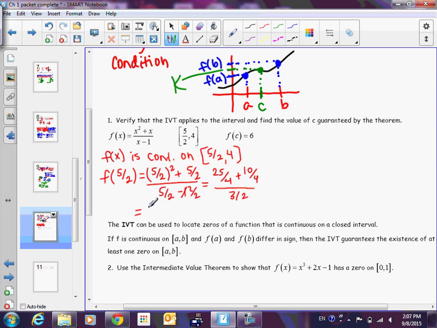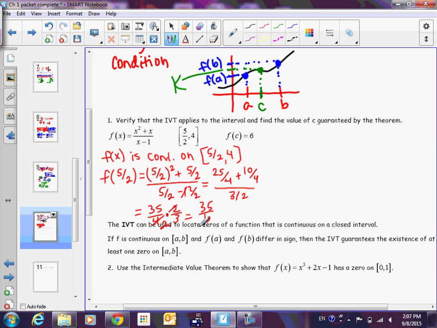And that means I have 35 over 4 times the reciprocal of 3/2, which would be 2/3. And then the 2 and the 4 can simplify to 2, and you end up getting 35/6. So I went through that pretty fast, probably faster than most students would.